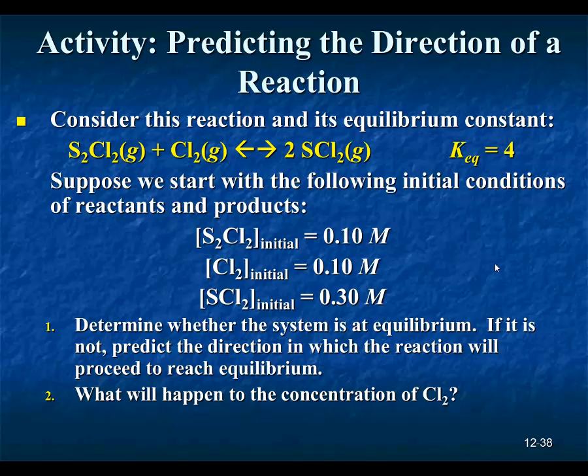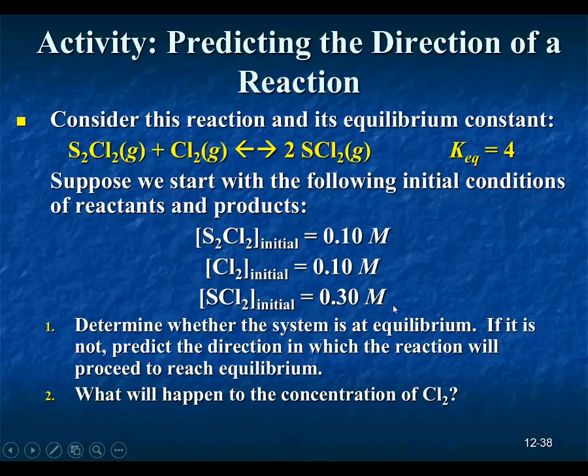Okay, so let's consider a chemical reaction that has an equilibrium constant equal to 4. So here I have disulfur dichloride reacting with diatomic chlorine gas to form sulfur dichloride gas. Now, if we started with the following initial conditions of reactants and products, so initially, so this is not at equilibrium yet, we had 0.10 molarity of my first reactant, 0.10 molarity of my second reactant, and we had in the mixture initially some product, sulfur dichloride, of 0.30 molarity.